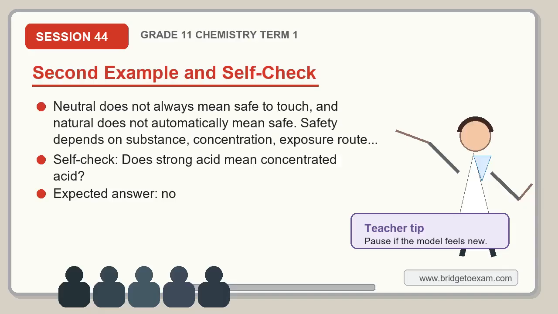Now answer this self-check. Does strong acid mean concentrated acid? A strong answer should include no. Hint: strong describes ionization, concentrated describes amount per volume.